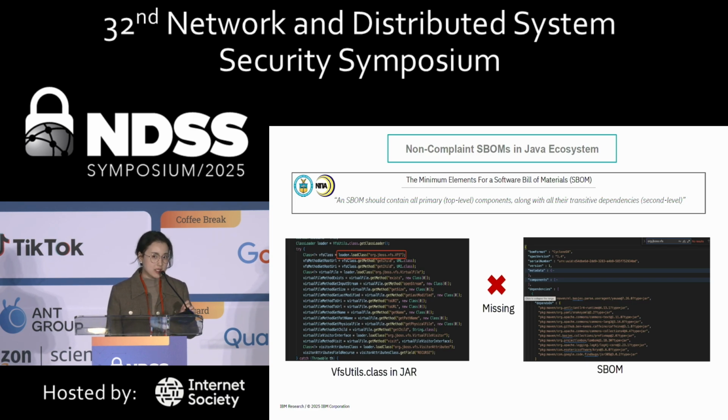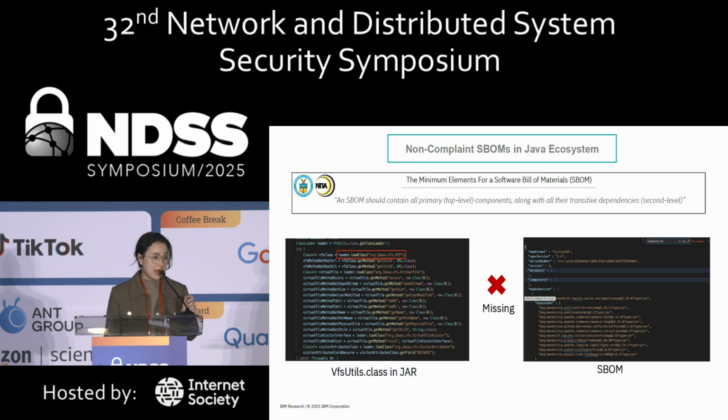To regulate the SBOM and ensure its quality, the national agency NTIA established a minimum requirement for SBOM compliance. They require that an SBOM must provide a comprehensive and correct list of the top-layer dependencies and their transitive dependencies on the second layer. However, our study finds that most SBOMs fail to meet those requirements. So let's consider a real-world example.